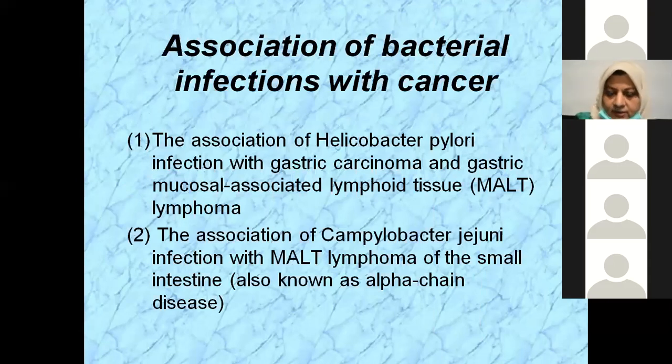Now, is bacterial infection associated with cancer? Yes. Two bacteria, Helicobacter pylori and Campylobacter, they belong to the same family, they are cousins, and they are associated with gastric carcinoma and carcinoma of the small intestine.